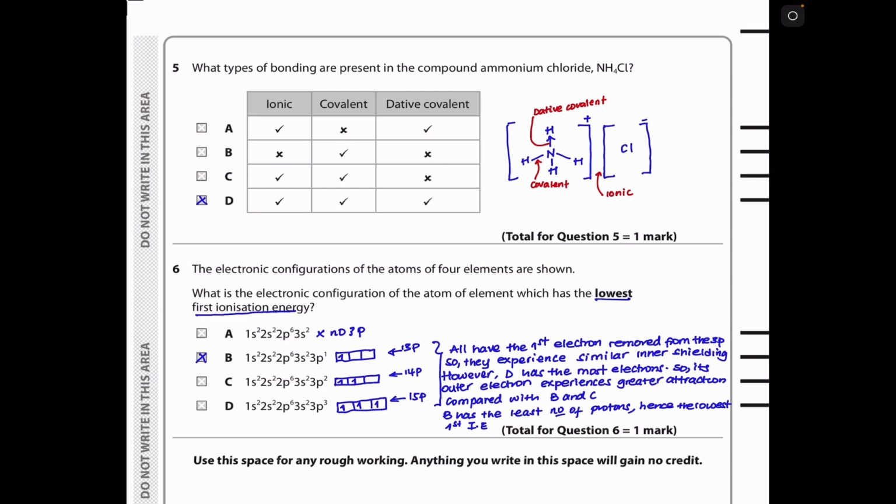In question 5, what types of bonding are present in the compound ammonium chloride? Here I drew the ammonium and then the chloride. Of course, there is an ionic bond between a cation and anion. However, we also have some covalent bonds and a dative covalent bond, so the answer should be D. There is an ionic bond, covalent bonds, and a dative covalent bond.